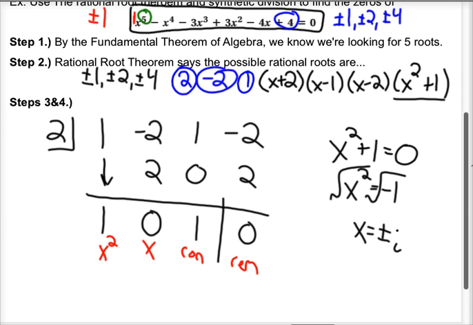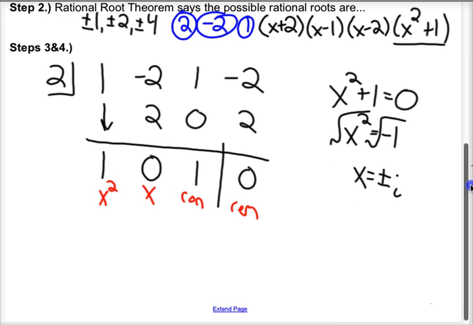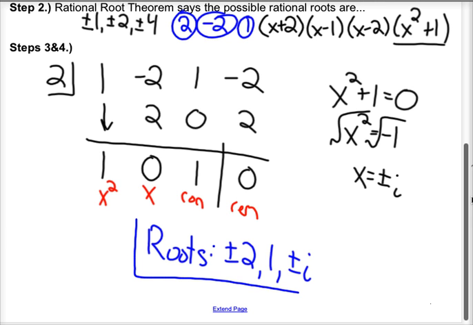And the square root of negative 1 is i. So we're getting plus and minus i. So now with that addition, you can see we have found all 5 of our roots. Look, we have plus and minus 2, we have 1, and we have plus or minus i. By using the synthetic process, we have found every root, all 5 of them.